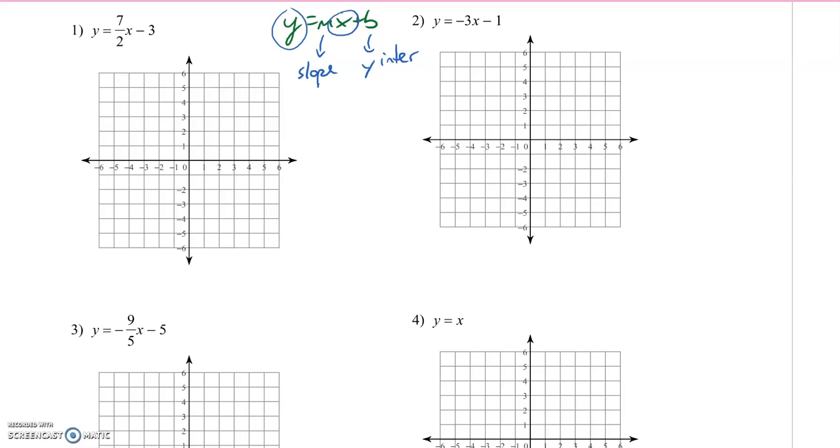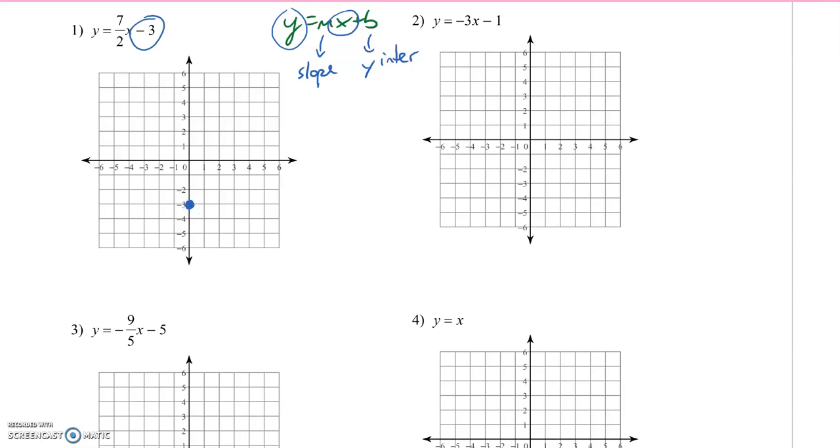So if we just go with the first one here, y equals 7 over 2x minus 3, it's in perfect slope-intercept form. So we've just got to piece things together here. I typically start with the y-intercept because I find that the easiest. So I've got the y-intercept of -3. I'm just going to go to -3 on my y-axis right there. So I know the line goes through there.